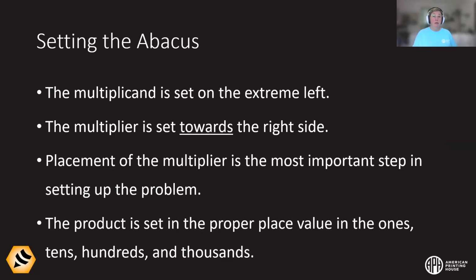So as they read the problem, the multiplicand is set on the extreme left of the abacus. This means it is not set in its value columns. It's not set to the units, tens, or hundreds column. It's set on the extreme left side. The multiplier is set toward the right side, and again, not in its value columns. The product, however, the answer, is set in the proper place value, and that's important. We want to be able to read our answer correctly.